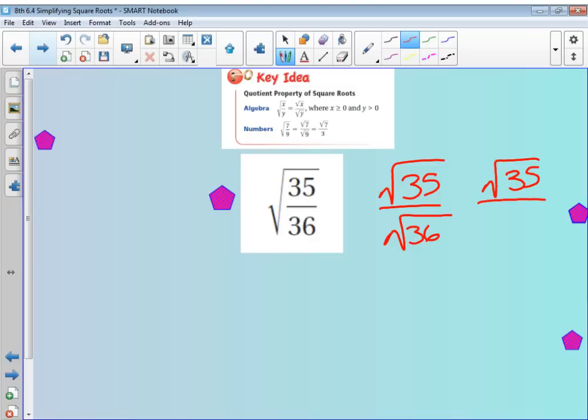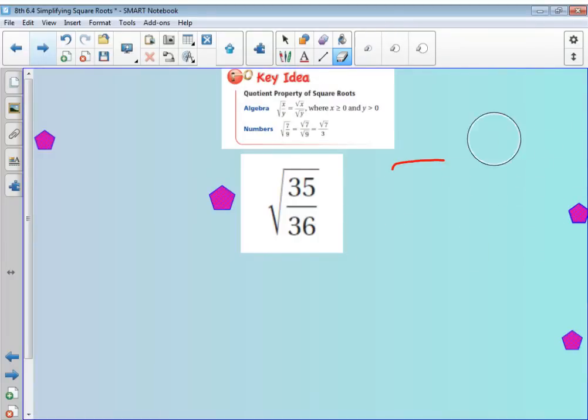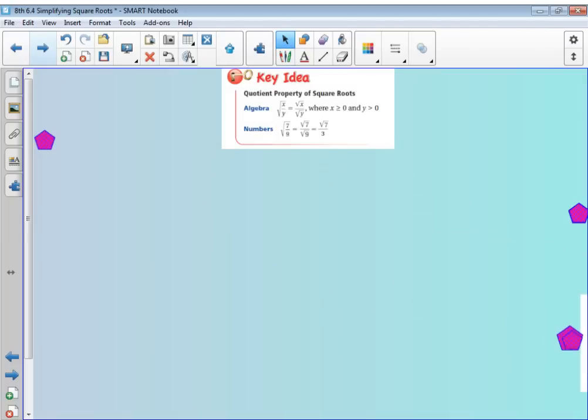Okay, 36 is 6 times 6, or 2 times 3 times 2 times 3. So the square root of 36 is actually 6. This is my final answer. I'm not going to go any further. You can use your calculator to help you, like if you're not remembering. I'm hoping you're remembering those perfect squares because they're your basic computation mathematical facts.